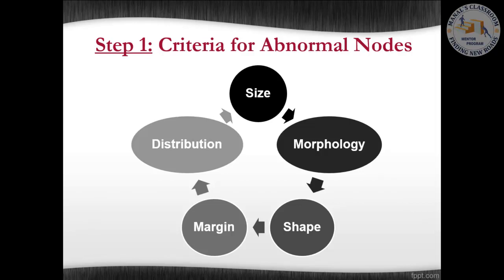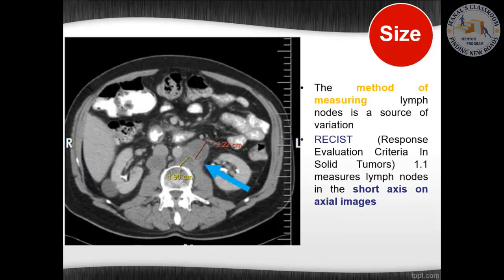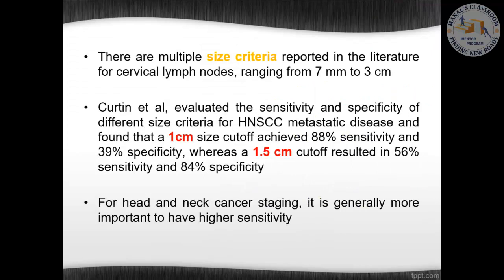So we will go for step 1, the criteria for abnormal lymph nodes. We have to go around this circle: size, morphology, shape, margin, and distribution. As for the size, the method of measuring lymph nodes is a source of variation. But finally, Response Evaluation Criteria in Solid Tumors 1.1 measures lymph nodes in the short axis on axial image. So we will do the measurements as stated, short axis on axial image.